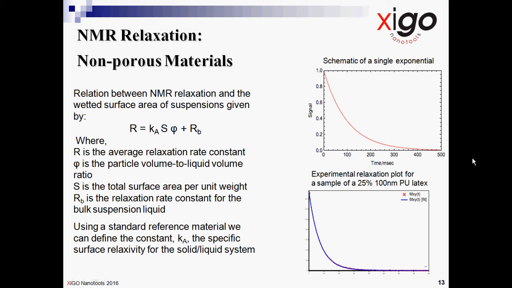No assumptions are made about particle size or distribution or shape. For non-porous materials, a single exponential fit can be made to the relaxation data, and the example shown is for a 20% aqueous dispersion of a polyurethane latex. But now, let's look at some results for nanocarbon materials.